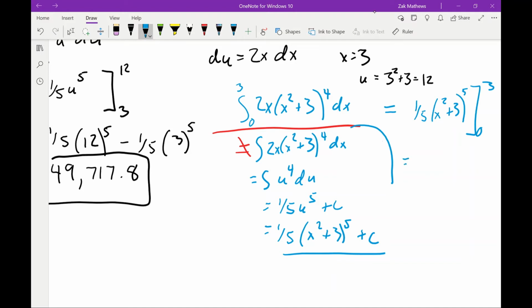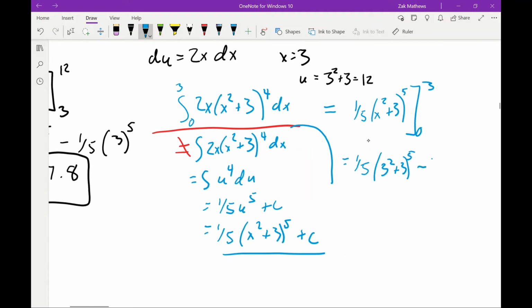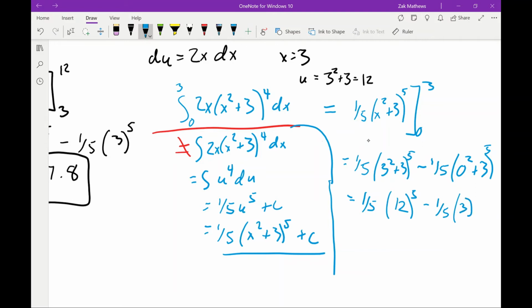So continuing with my work, when we plug in the 3 and the 1 and the 0, we get 1/5 times 3 squared plus 3 to the 5th, minus 1/5 times 0 squared plus 3 to the 5th. And these numbers are going to look very, very familiar. We have a 1/5 here. We have 3 squared, which is 9 plus 3. That's 12 to the 5th. And then 1/5 times 0 plus 3 is just 3 to the 5th.